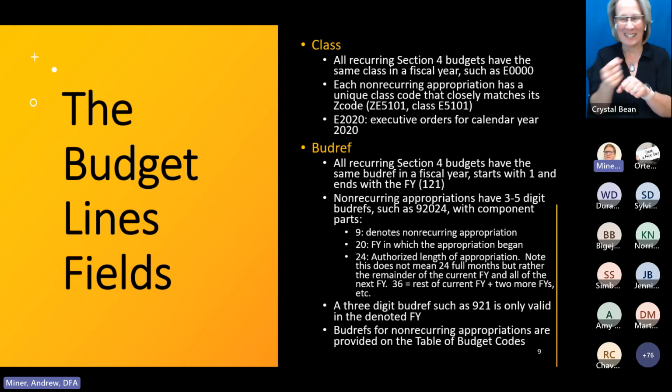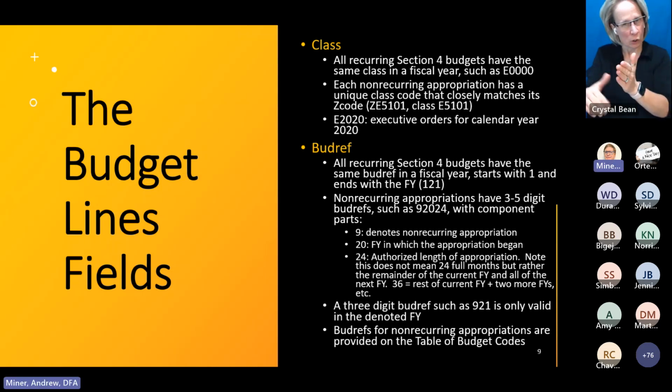Okay. For non-recurring appropriations, Bud Ref gets a little more complicated. But if you learn what these numbers mean, then it's pretty easy to understand. You just have to know what the numbers mean. So they're going to have 3 to 5 digit Bud Refs with component parts. So the first one is almost always going to be a 9. 9 means that it's a non-recurring appropriation, right? So on the previous example, it was a 1, that was recurring, right? Because it was part of your recurring budget. But here, since we're talking about non-recurring, it's a 9.